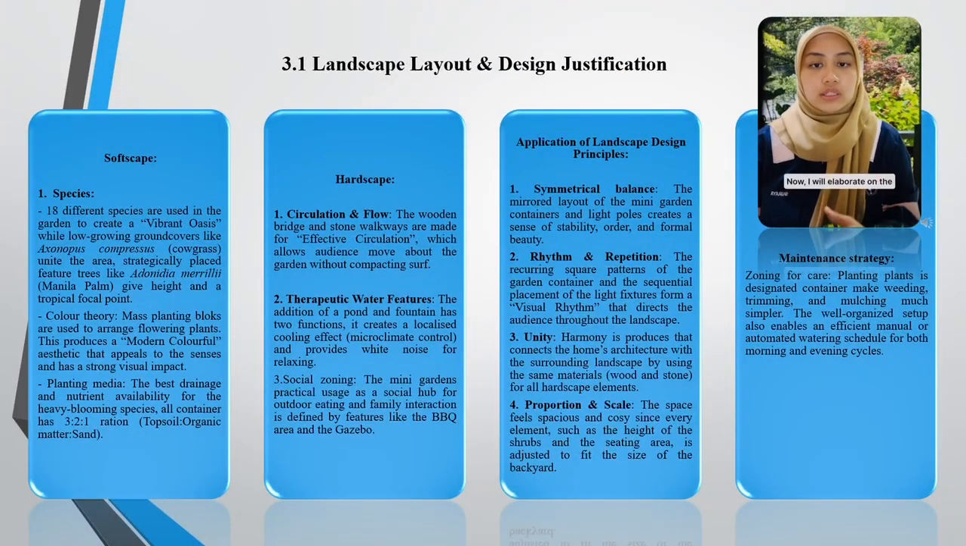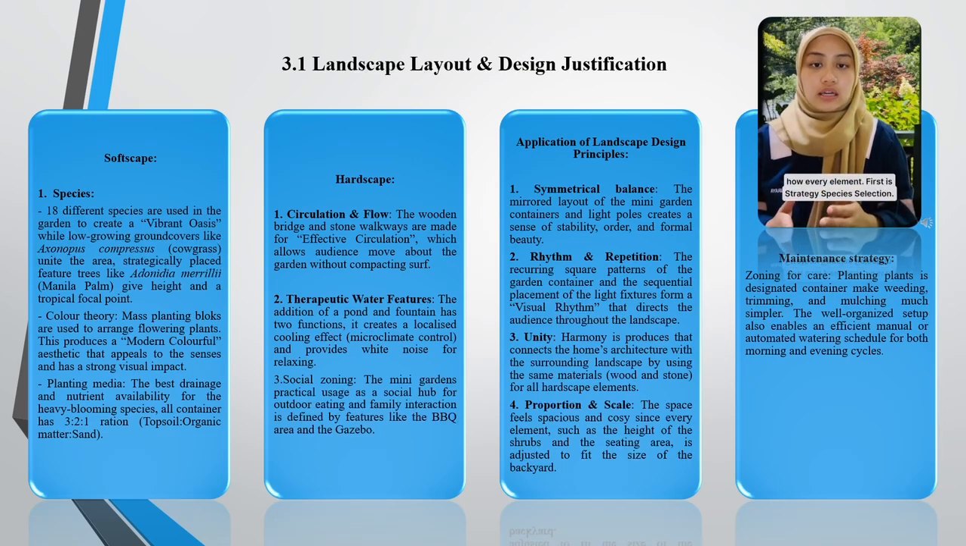Now, I will elaborate on the technical justification for the landscape layout I just showed, focusing on how every element works. First is strategic species selection. To create this, I have utilized 18 different species. Low-growing ground covers like Axonopus compressus, which is cowgrass, are used to unite the area, while strategically placed trees like Adonidia merrillii, which is a Manila palm, provide height and a tropical focal point.